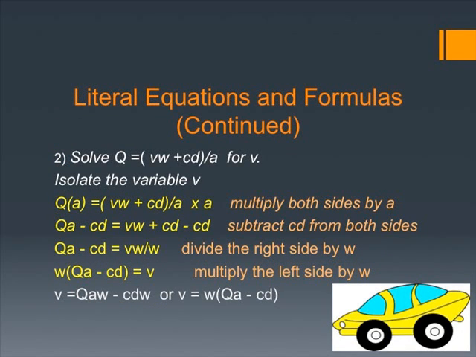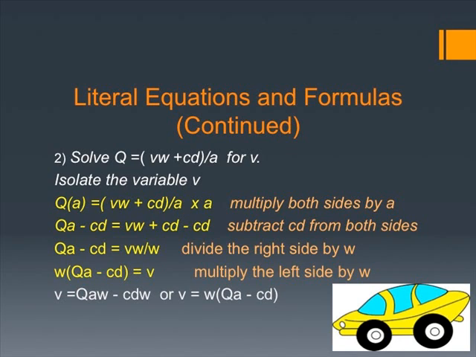So, need more practice? Let's look at one more complicated problem. Solve q equals the quantity of VW plus CD divided by A for V. We want to isolate the variable V. Then multiply both sides by A. After that, we will subtract CD from both sides. Then we divide the right side by W.